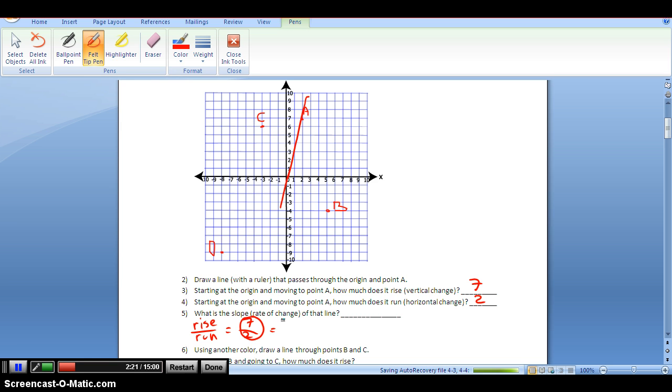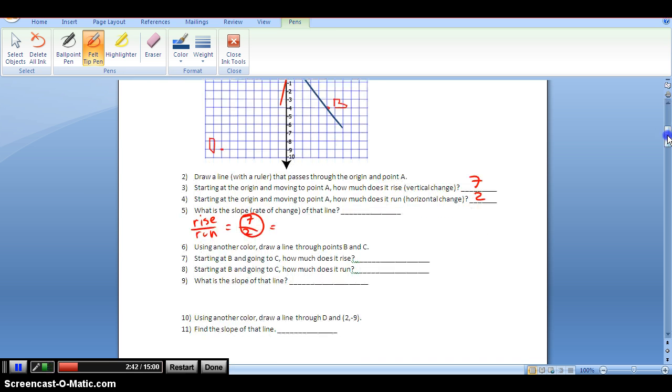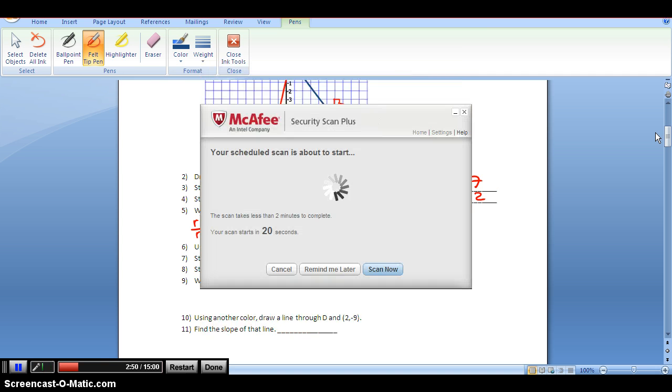Okay, using another color, let's see if I can change colors on this here. All right, we'll do another one here. I want you now to draw lines through points B and C. All right, and again, on your own this time, see if you can figure out how much it rises and how much it runs, and figure out the slope from there. And then stop it now, and when we get back, you'll be able to do that.